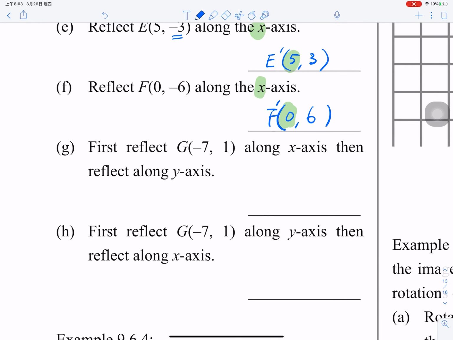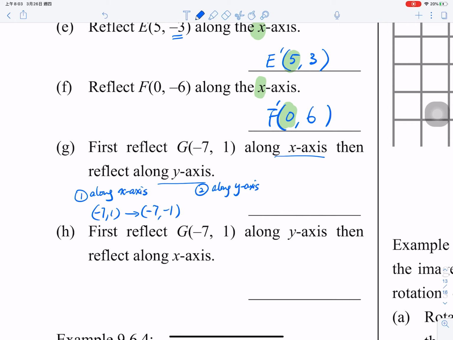Okay, last two. Let's see. G now is (-7, 1). Along x-axis and then along y-axis. Okay. So first, after along x-axis, then what happened? G becomes, or write like this, (-7, 1) becomes, okay, x keep it, (-7, -1). Okay? Then second, along y-axis, then what happened? That means from here, (-7, -1), keep the y coordinate, so -1, here is 7. So finally, G's image is (7, -1).